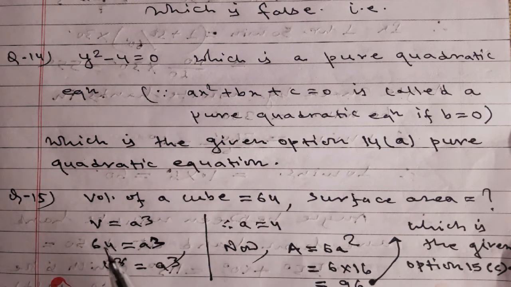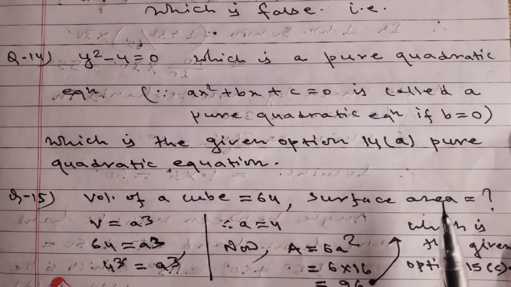Putting the value of V, that means volume of the cube 64 is equal to a cube. 64 we can write as 4 cube, so that we can cancel the cube. 64 is the cube of 4. 4 into 4 into 4, that means 4 cube is equal to 64. So 4 cube we can write a cube. Now cancel the power. If the powers are the same, we can equate the bases. Therefore a is equal to 4. That means the side of the given cube is equal to 4.